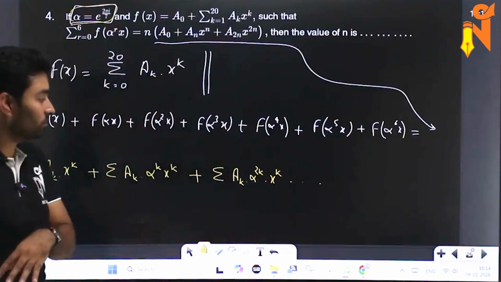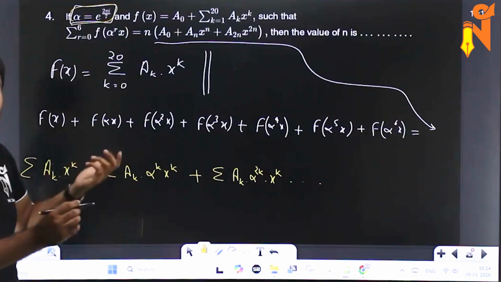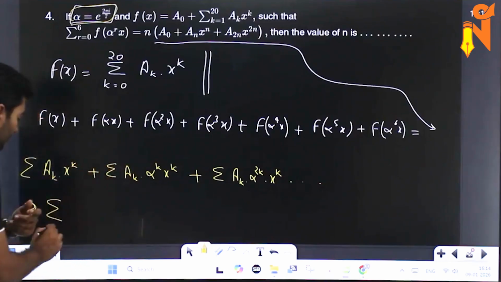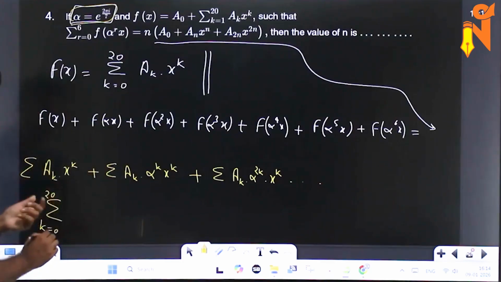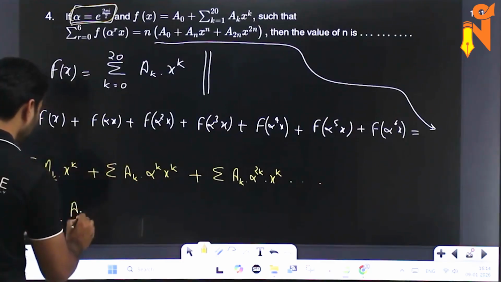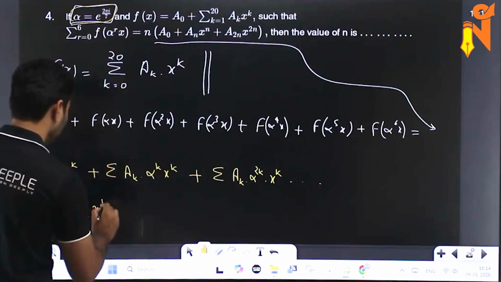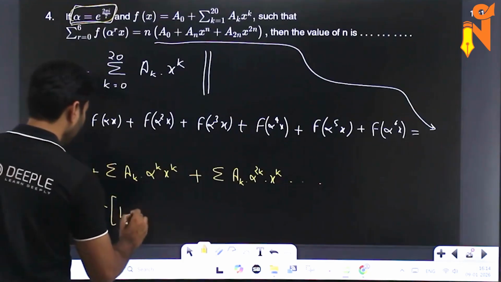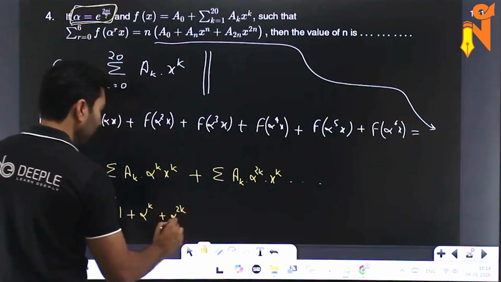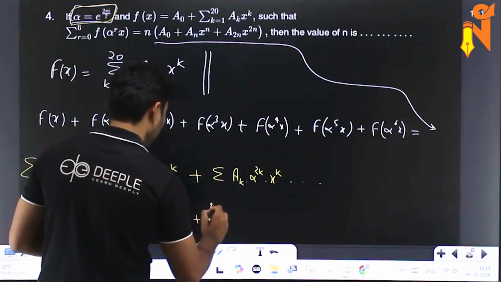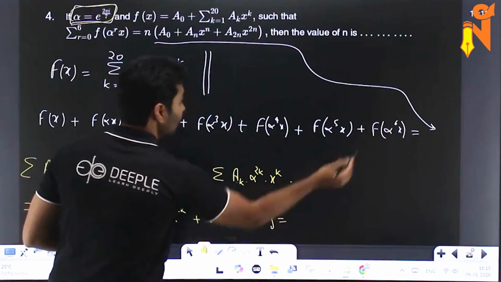So next summation, f of alpha x will become summation of ak, limit will not change, alpha power k x power k. Basically I am just breaking the powers. Okay, plus next f of alpha square x means summation of ak alpha power 2k into x power k, like this. Now if you see here, take all summation outside because same limit here. Okay, limit same, k equal to 0 to 20, and you can see here clearly this is nothing but ak x power k. I will take common. Inside you will get 1 plus alpha power k plus alpha power 2k plus alpha power 3k, like this, up to alpha power 6k is equal to this expression.